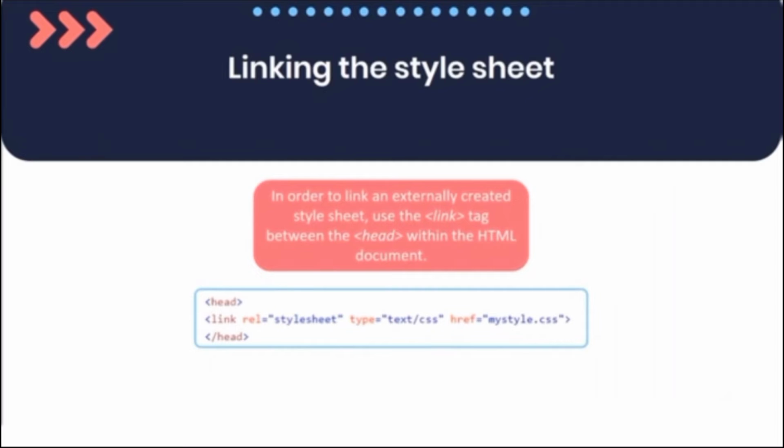So then how do we go about creating a link between our style sheet and our HTML document? Well, it's fairly simple. In order to link an externally created style sheet, we must use the link tag in between the head tag in the beginning of our HTML document.